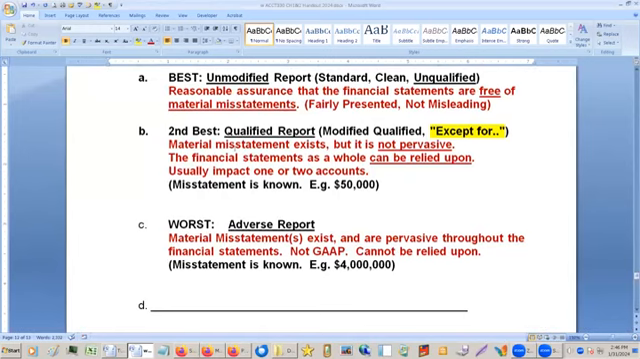So for those two, we know the dollar amounts. We put it right in there. Here's the dollar amount. There's $4 million of assets here that don't exist. So it doesn't do any good to get a qualified or adverse opinion. So these are really pretty rare.